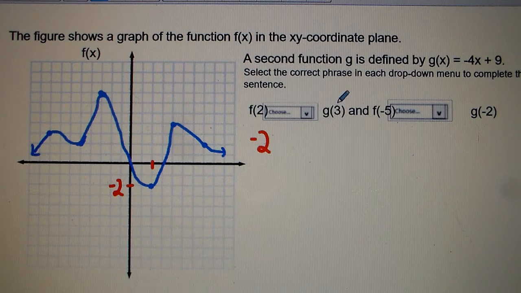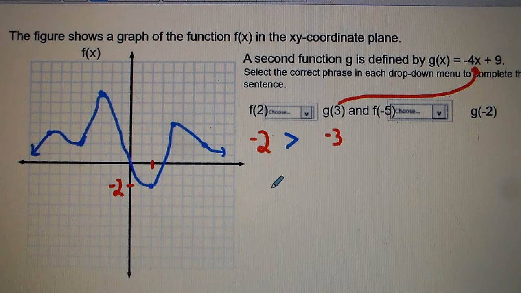Now we have to find g of 3. Well, g refers to the g function up here. So we put 3 in for the x. So you have negative 4 times 3, which gets you negative 12. Negative 12 plus 9 gets you negative 3. So is negative 2 greater than negative 3? Is negative 2 equal to negative 3? Or is negative 2 less than negative 3? Well, negative 2 is greater than negative 3. So for that first drop-down menu, you want to have greater than.